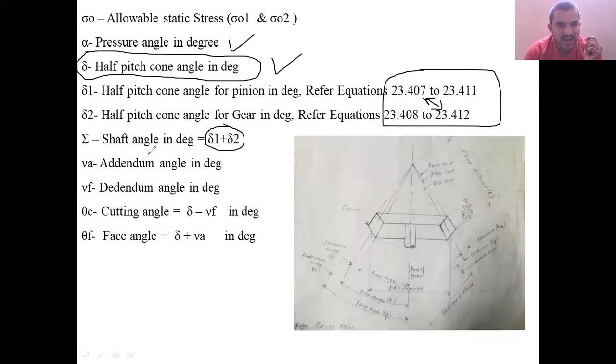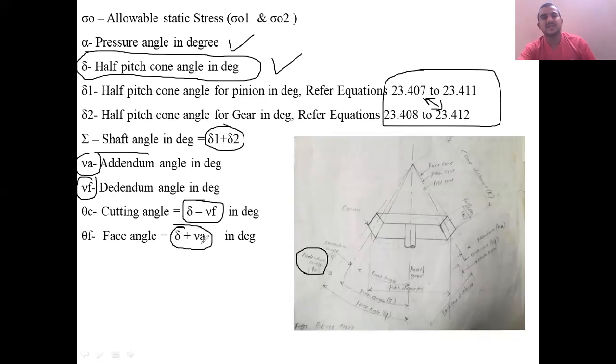Right? Next, the addendum angle, which we represent as gamma suffix A, is the angle between the face angle and the pitch angle. Similarly, the dedendum angle is the angle between the pitch angle and the root angle. The next one is the cutting angle. It is the difference between the half pitch cone angle and the dedendum angle. Then the face angle is the sum of the pitch cone angle and the addendum angle. These are some of the additional terminologies used in bevel gears.